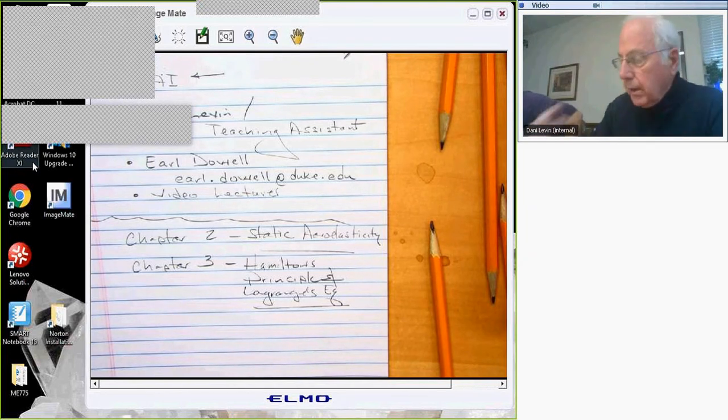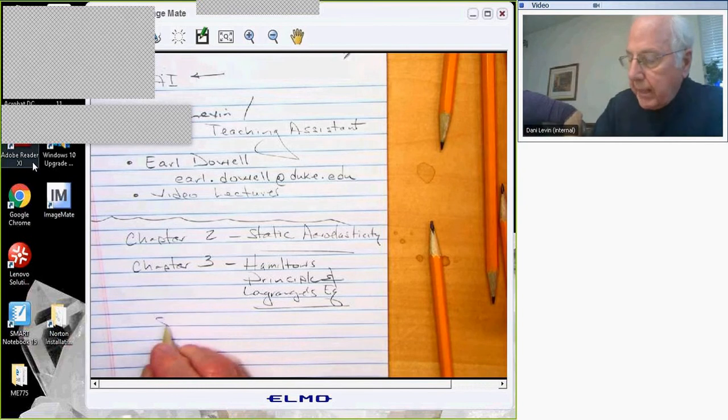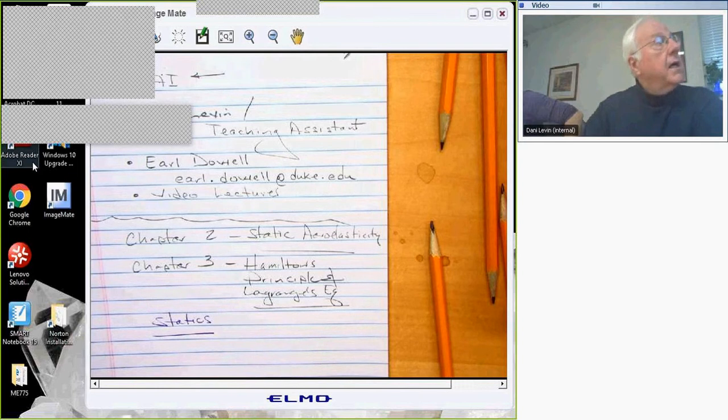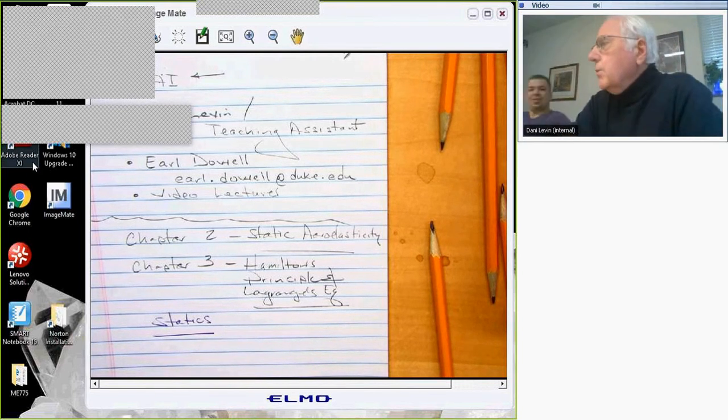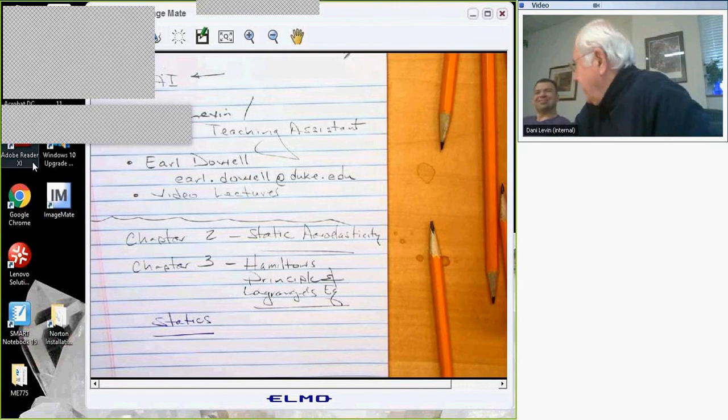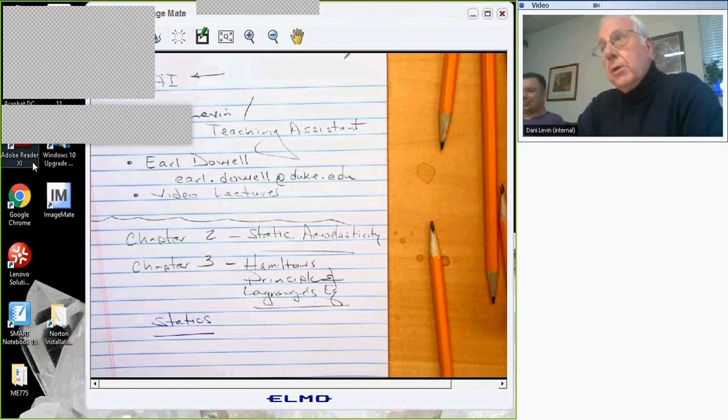Okay, well, let's go on. Let's talk a little bit about statics. The reason we talk about static aeroelasticity first is not because it's more important. It's because it's easier. No, it's not unimportant. But it's an easy way to get started in talking about aeroelasticity. So we'll do that first.